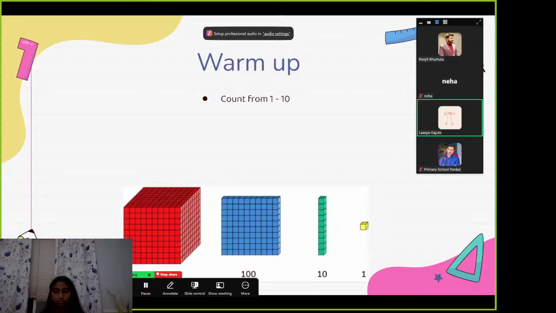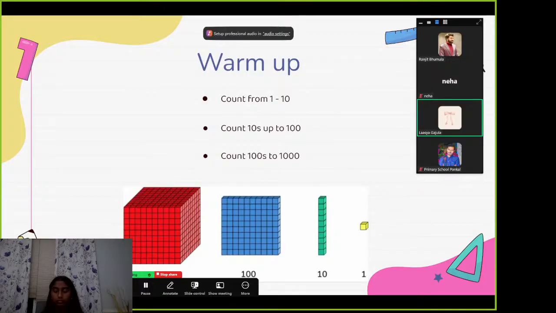Now, let's count by tens up to 100. So 10, 20, 30, 40, 50, 60, 70, 80, 90, and 100. Now, finally, let's count by 100s to 1,000. So 100, 200, 300, 400, 500, 600, 700, 800, 900, 1,000.